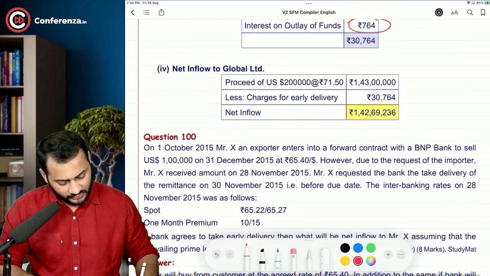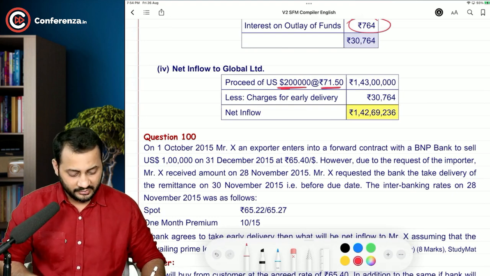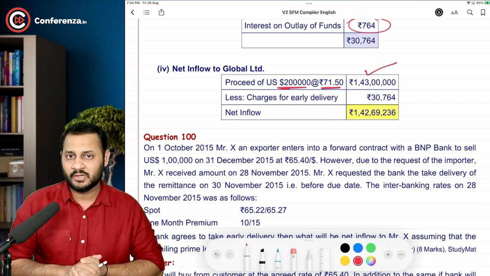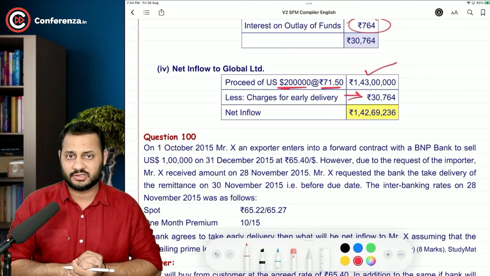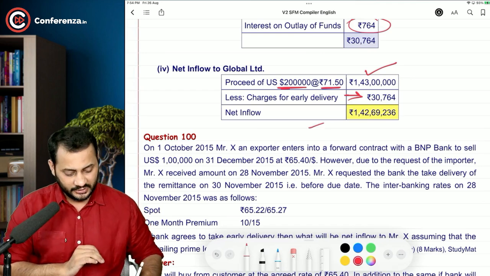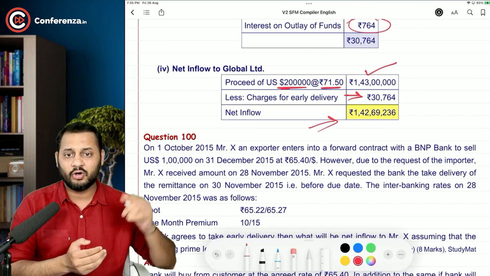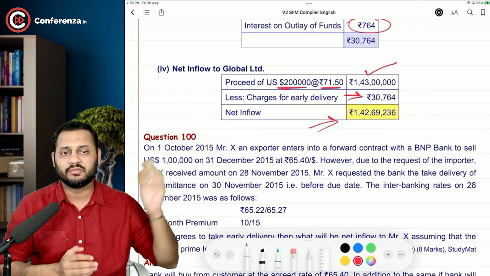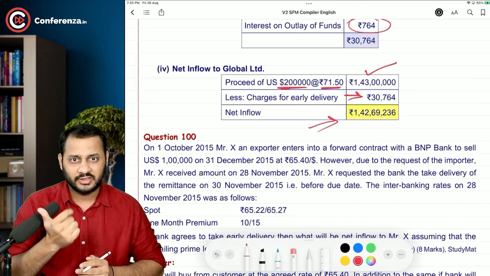30,764. So at 71.50, he will sell us the dollar. We will buy the dollar, and this is the payable amount to him. But because of the early delivery, we are going to deduct the losses and the interest out of the payables to him, and the net payable by the bank, or inflow to Global Limited, is 1,42,69,236. Do you understand that? Swap loss and interest, that's it.